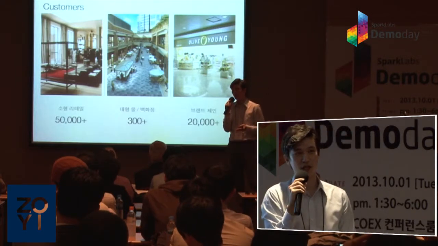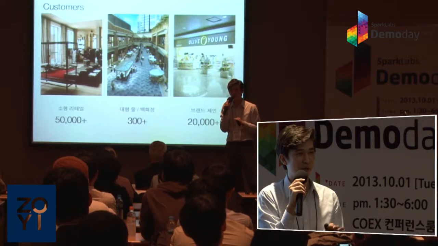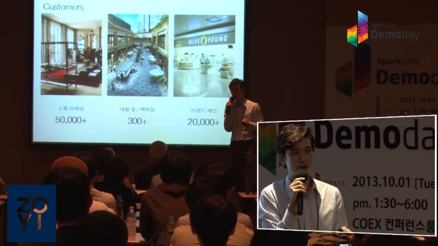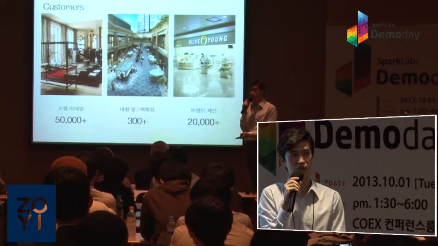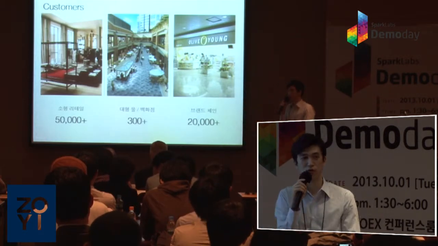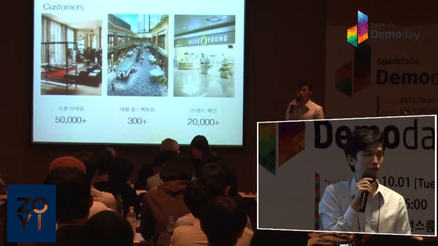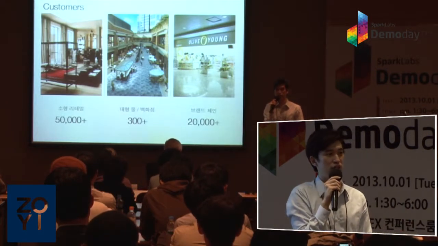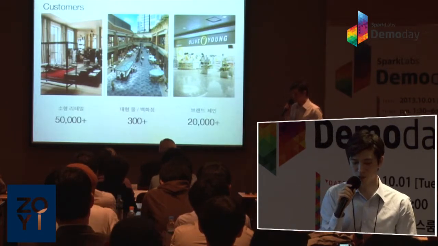Second, large malls or department stores with 70 to 300 or more shops. And another group of customers could be chains with 360 or more shops around the country, such as Olive Young.